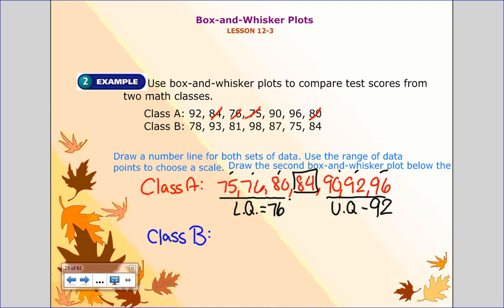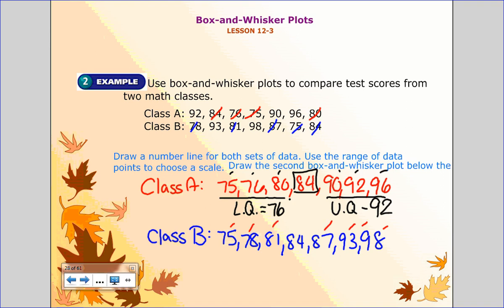Now I have to do class B. All right, so I have to list it in order. So I see 75, 78, 81, 84, 87, 93, 98. All right, and again, first we find the median. So 1, 2, 3, 4, 5, 6, 7. Yeah. So our middle number here is again 84. Our lower quartile is 78. Our upper quartile is 93. So we have our data, and now it's time to do the rest of this.